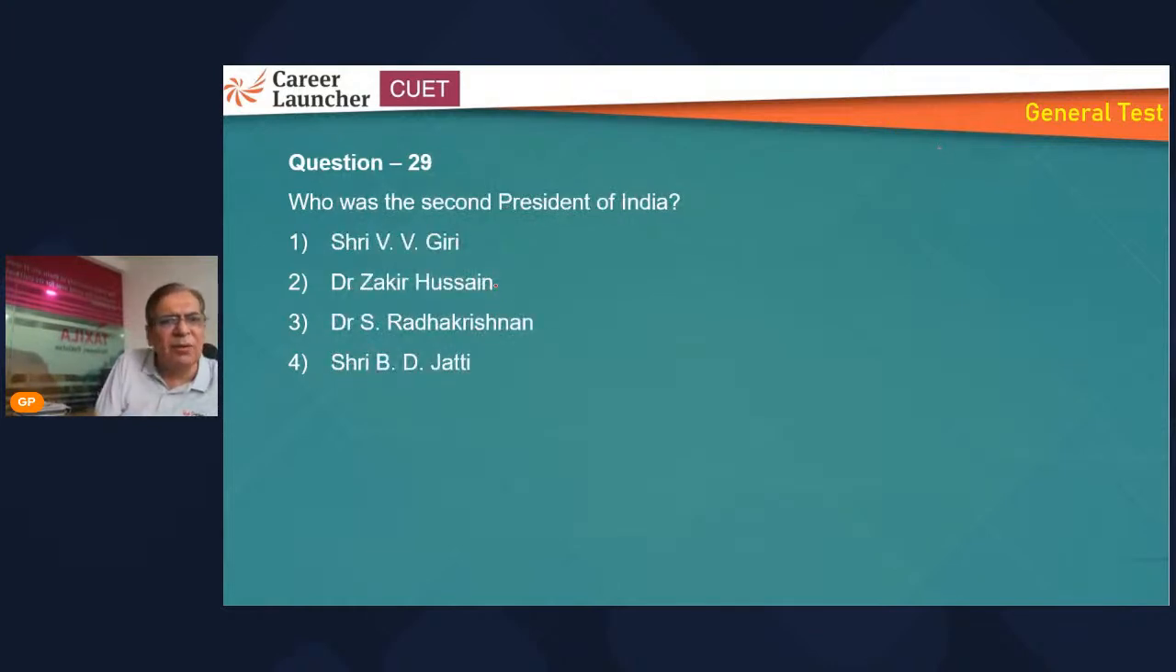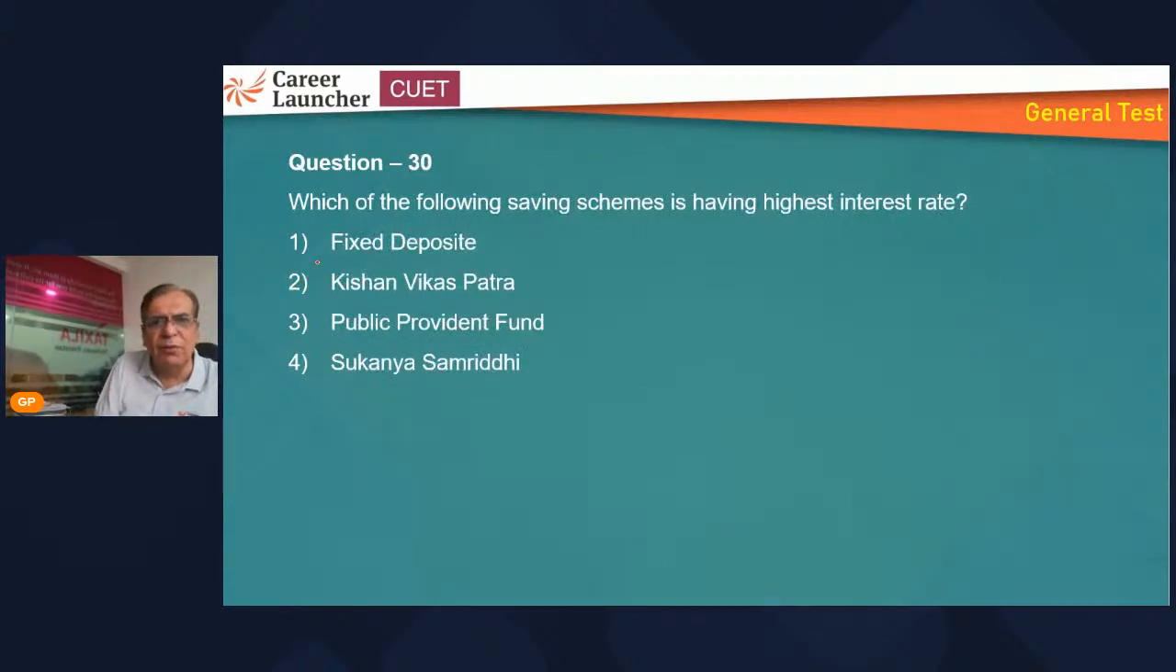29, second president of India, Zakir Hussain. Radhakrishnan was the first one. Dr. Zakir Hussain was the second one. So 29 also done. And 30, which of the following savings scheme has the highest interest rate? ये तो नहीं है, ये नहीं है. इन दोनों में से कोई है तो इसको राउंड 2 में आके फिर से मैं देख सकता हूं.